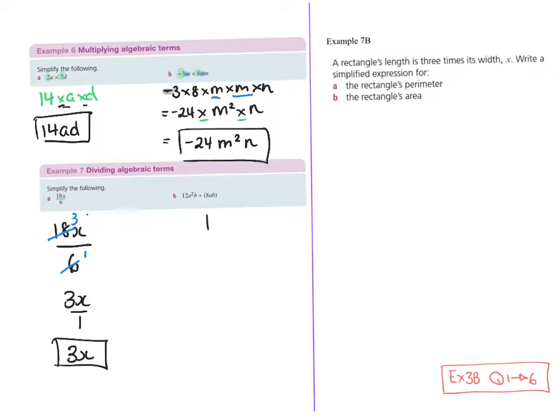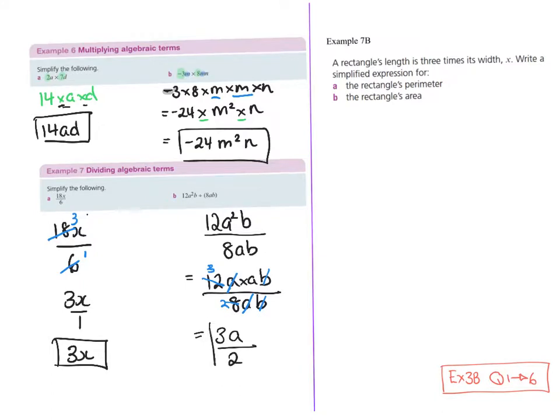So here, when we see 12a squared b divided by 8ab, now remember, you can write a squared as a times a. And so what you can actually say, if you've got a squared there, you can cancel the top and bottom. So I can cross one of them out, and I've got b on the top and the bottom, and then I might cancel down. I might say 4 goes into 12 3 times, and 4 goes into 8 2 times. So tidy it up. I'm left with a 3 and an a on top, and just 2 on the bottom, and there's my answer.